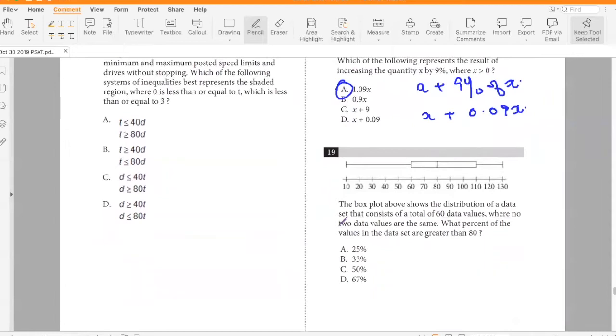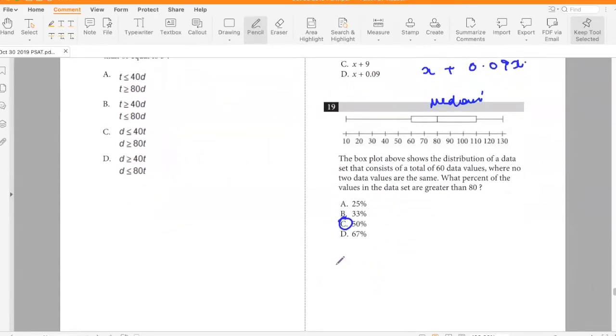The box plot above shows the distribution of a data set that consists of a total of 60 data values, where no two data values are the same. What percent of the values in the data set are greater than 80? So 80 is the median, because the line inside the box represents the median, which means that it's the central value. So 50% of values are greater than 80 and 50% are less than 80. So C.